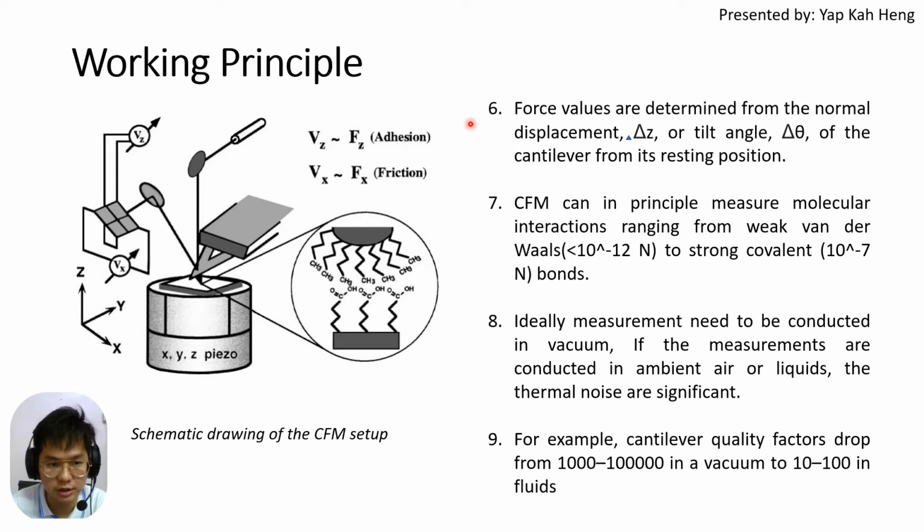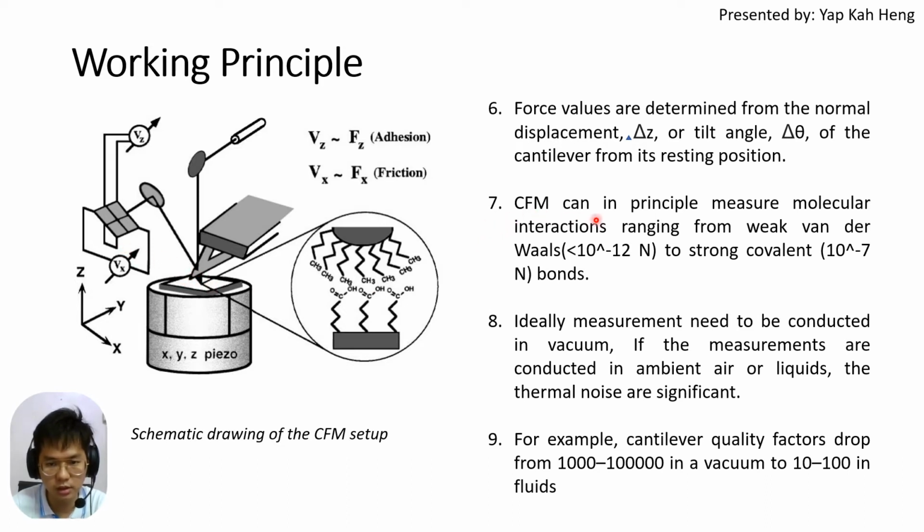And then we can adjust the parameters of the CFM as well. The force values are determined from the normal displacement, delta Z, or tilt angle, delta angle, of the cantilever from its resting position. So we can adjust the normal displacement, whether we want to make it further away from the sample or nearer to the sample, or we can adjust the angle of the incident laser, whether we are going to put it here or put it here, right?